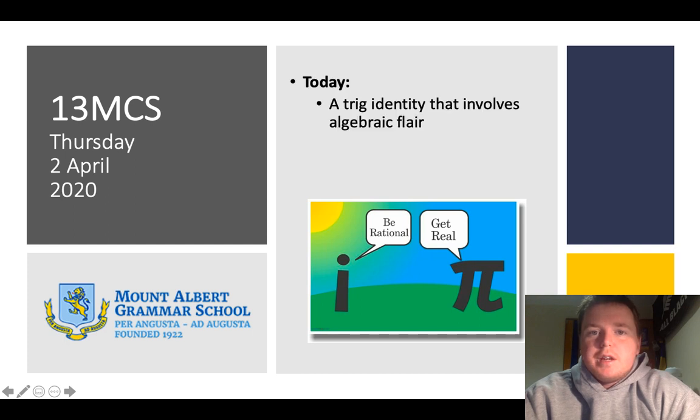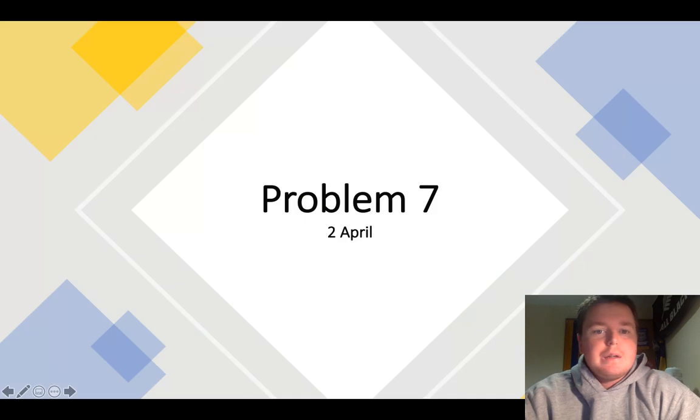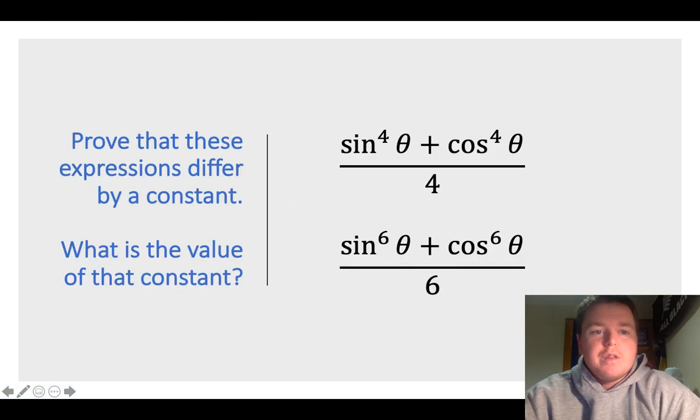Evening, guys. Today's problem, we're going to look at a trig identity that's got some algebra in it, and we're also going to look at a different way of solving that trig identity problem using complex numbers for those who are interested. Okay, so the problem is, prove that these expressions here differ by a constant. What is the value of that constant?